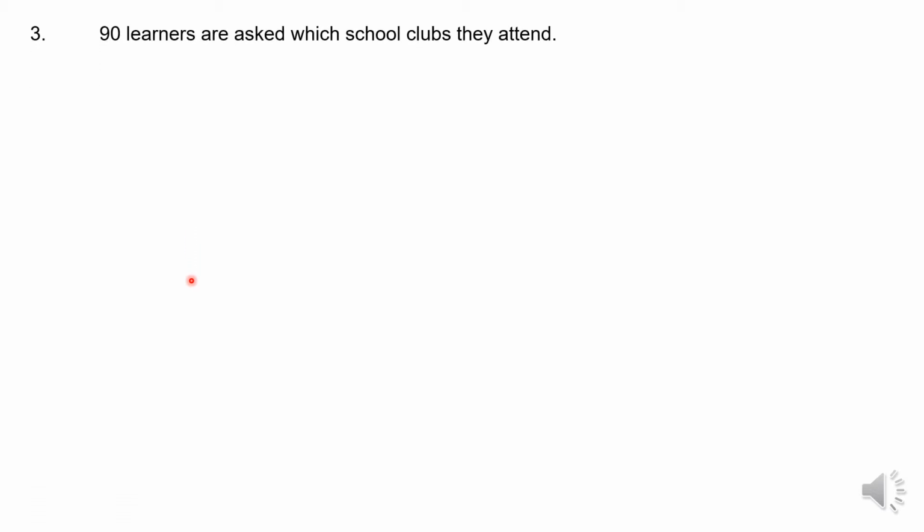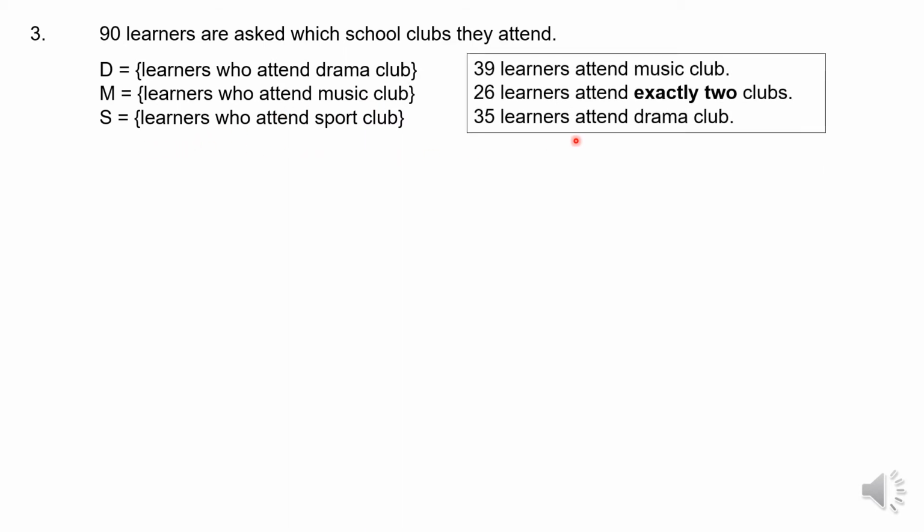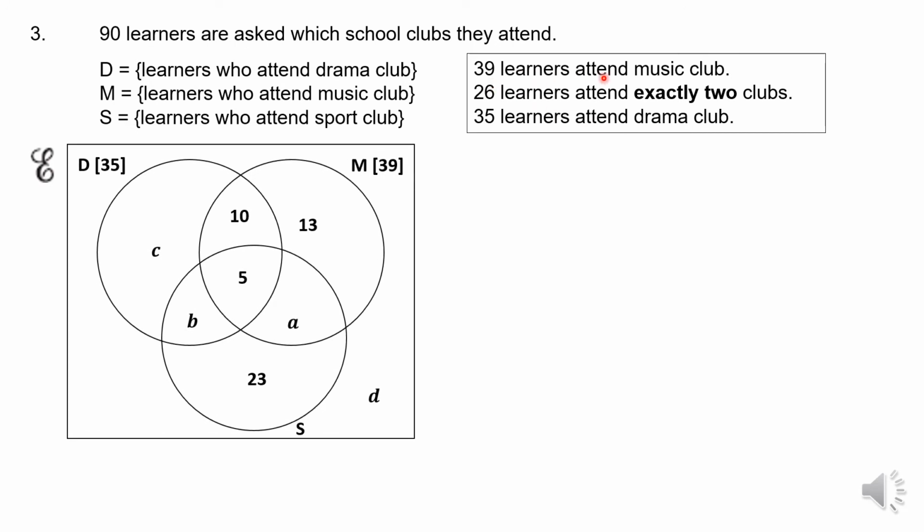Right, question 3 here says 90 learners are asked which school clubs they attend. The D is for the learners who do drama, the M is music, the S is sports. Now, we have got, as I said, the way I like to do it, I have 39 learners who are doing music, 26 learners. I'll come back to this one, but let's first look at the 35 learners, they do drama. Now, this 26 is very important that I need to mention it.